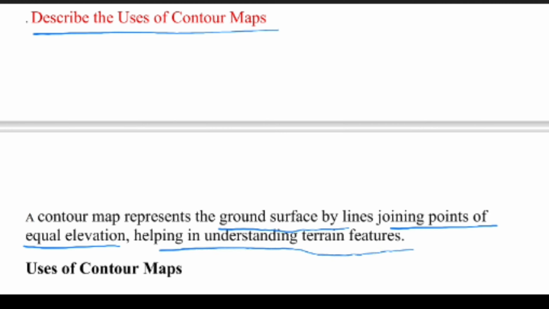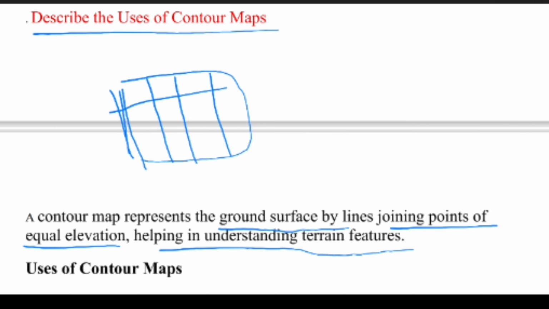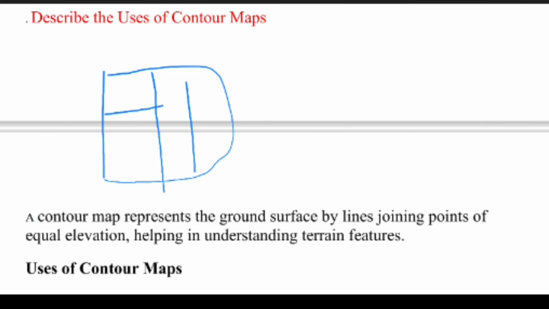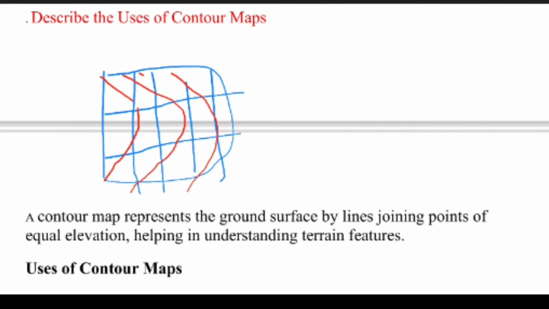We divide the area into a number of blocks, equal parts, and the points are represented. These are the blocks, rectangular blocks. They meet at a point like this, with equal elevation. This we call a contour map. You are going to plot it.